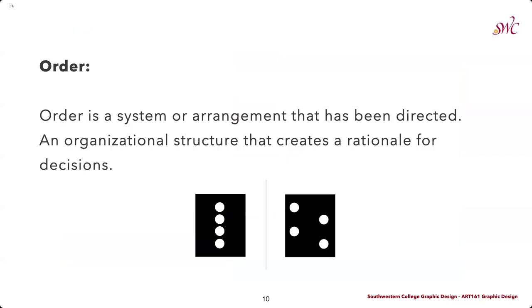Now, the next principle is order. And order is a system or arrangement that has been directed. An organizational structure creates rationale for decisions of the viewer. And we can see that order has a lot of overlap with unity, right? And that's what you're going to start to notice, is that some of these principles really go hand in hand, while others are more contrasting of one another.